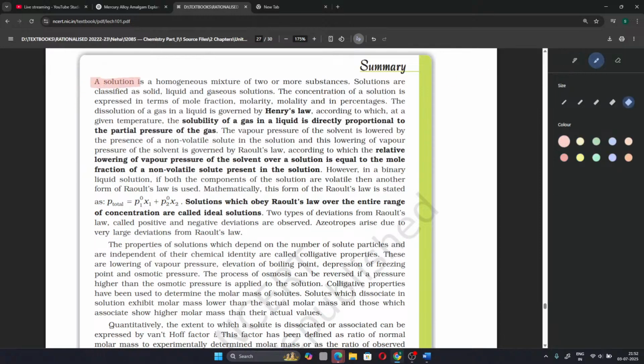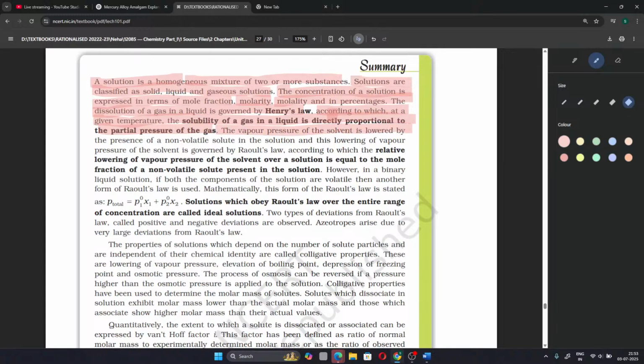As for the summary, a solution is a homogeneous mixture of two or more substances. Solutions are classified as solid, liquid, and gaseous solutions. The concentration of a solution is expressed in terms of mole fraction, molarity, molality, and in percentages. The dissolution of a gas in a liquid is governed by Henry's law, according to which at a given temperature the solubility of a gas in a liquid is directly proportional to the partial pressure of the gas.